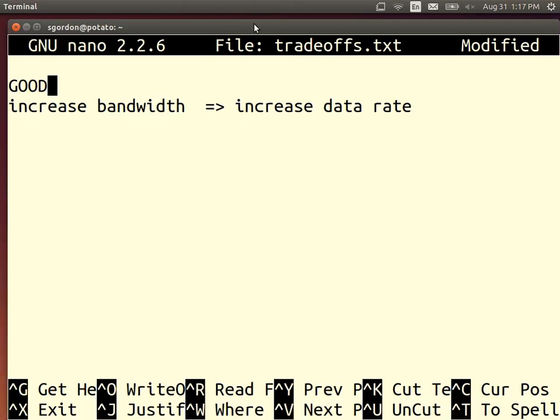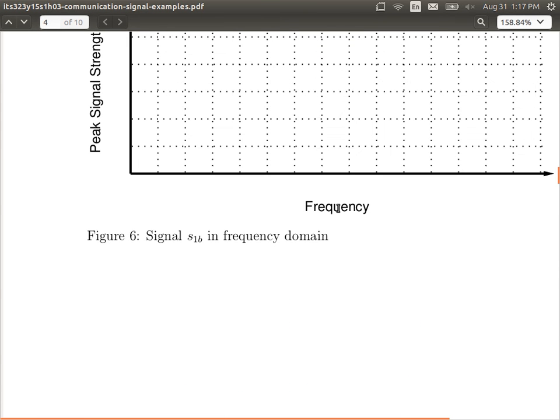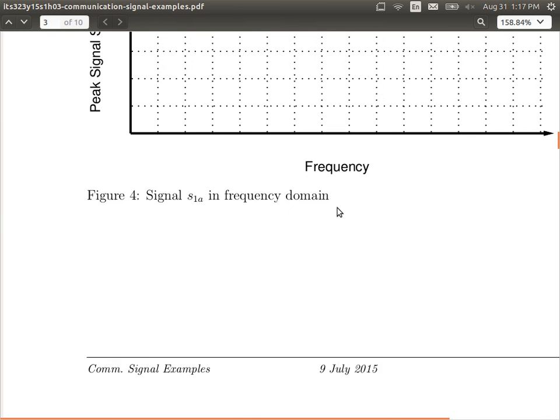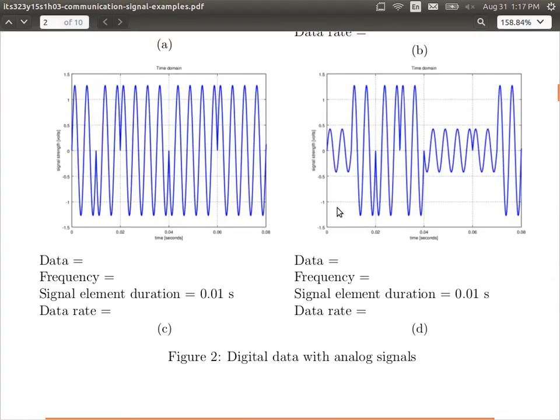Okay. Let's just list the trade-offs that we go through that we know already and a few new ones. What else have we seen in the past? If we go back to one of the previous examples on this handout, we can look quickly. If we go up, this one. Remember this one?